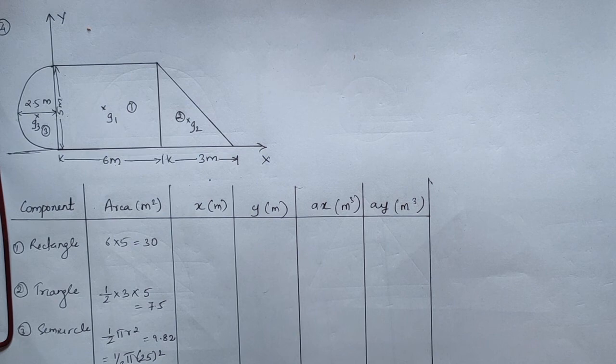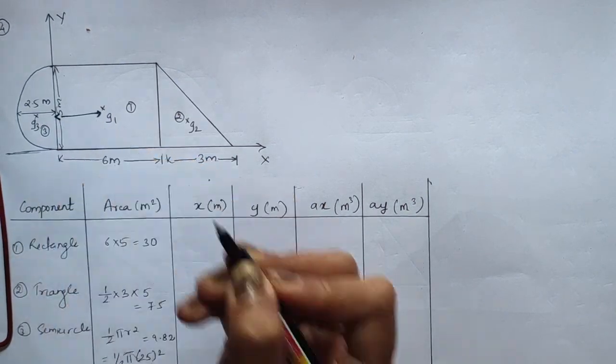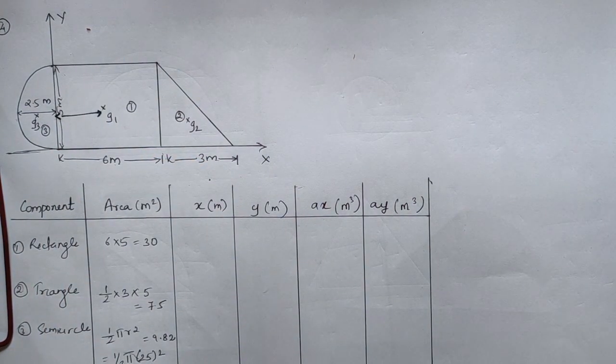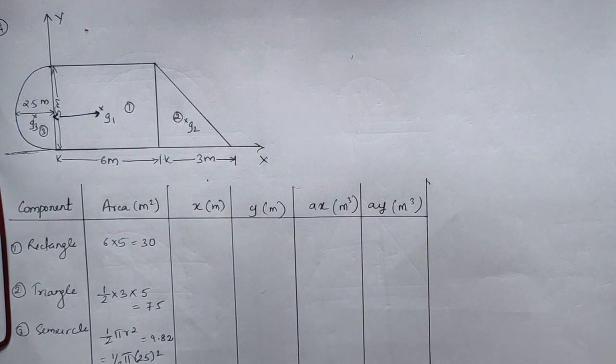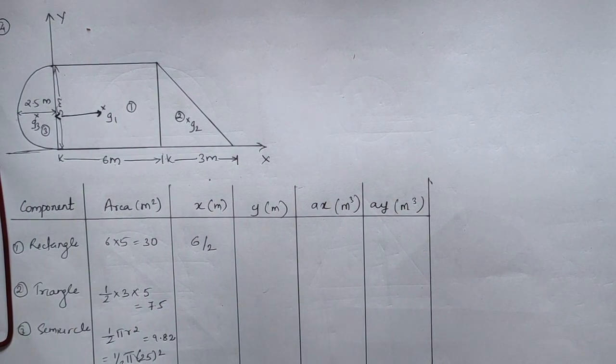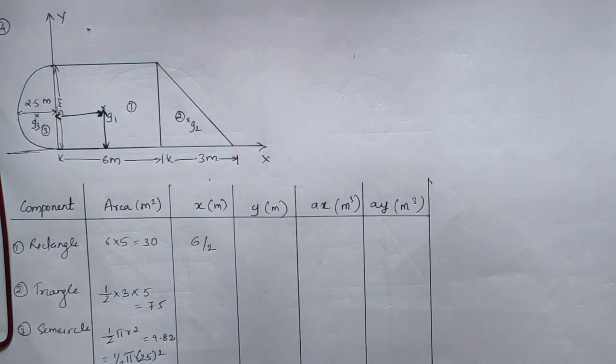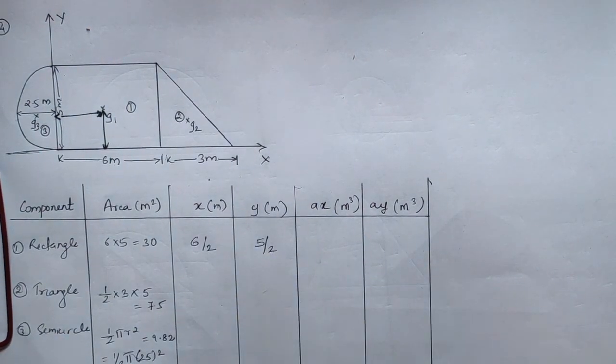Now the x distances. In order to find the x distances, you need the distance from the axis. So from the y-axis, for the first figure, from the y-axis to G1 is the distance you need. That will be the rectangle x distance. This distance will be half of 6 meter, so you can write 6 by 2. What about the y distance for the rectangle? The y distance will be the distance from the x-axis to G1. The total height is 5, so 5 by 2. So everything for the rectangle we have found out.